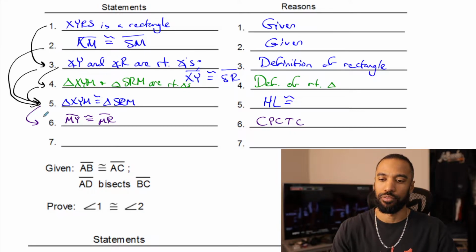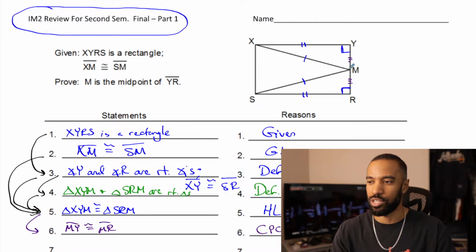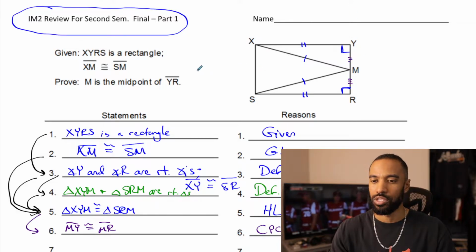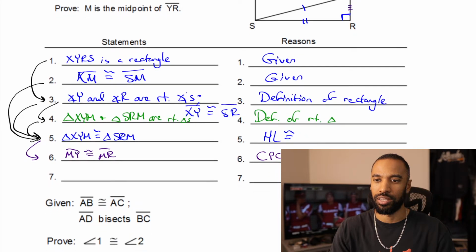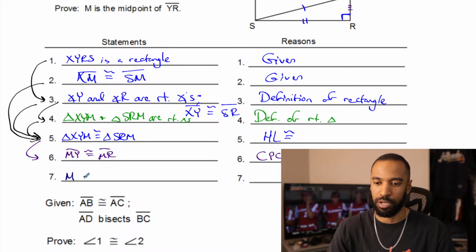And you know what? If you have two congruent collinear segments, such as these ones right here, then that must mean that M is the midpoint in that scenario right there. So if M is the midpoint of YR, that's because it's the definition of midpoint. So the last statement is the proving statement.